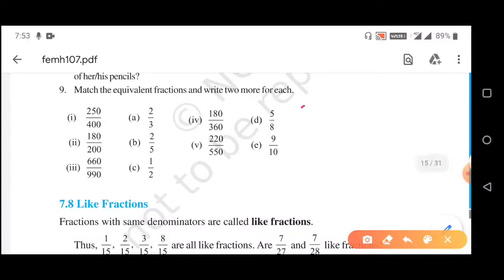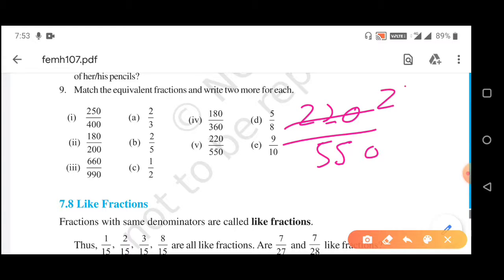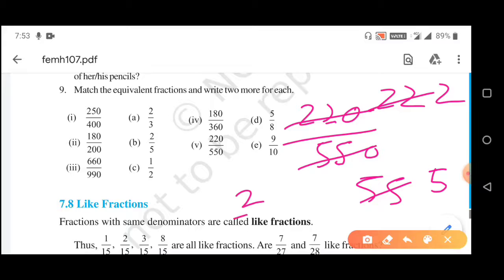Question number 5, 220 by 550. Here also we can divide both of these by 10. So 22 by 55. Now we can divide both of these by 11. So 11 2s are 22, 11 5s are 55. 2 by 5. So number 5 will be matching with B.